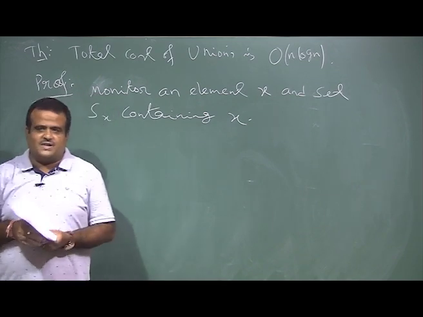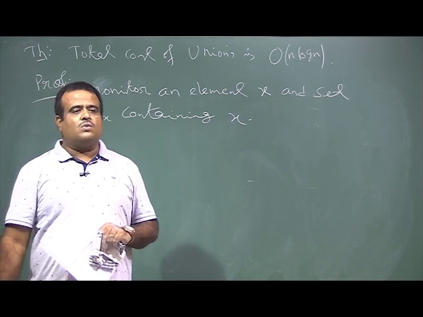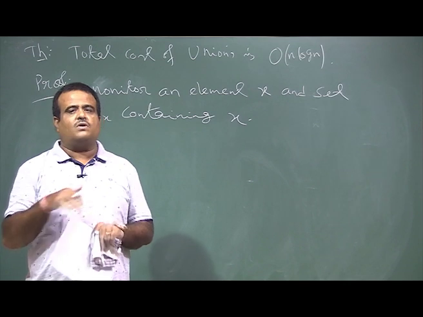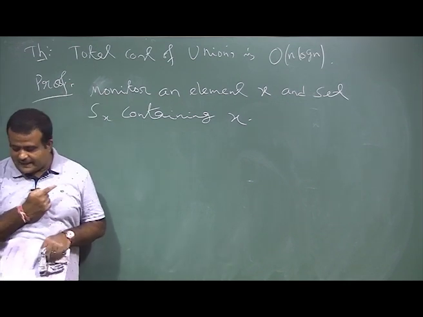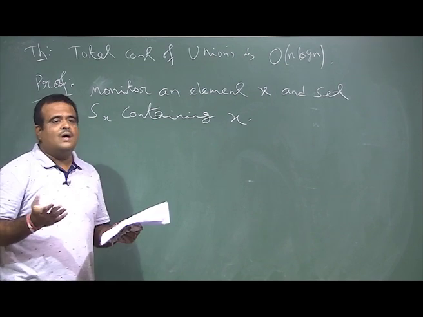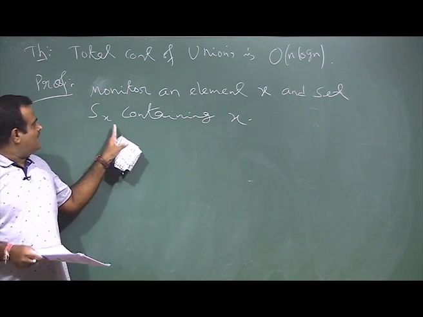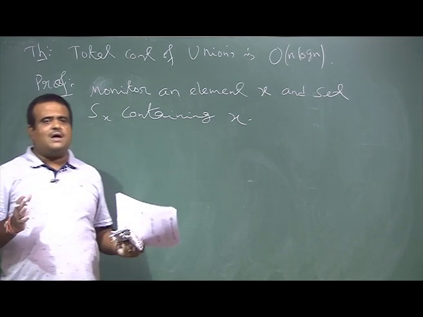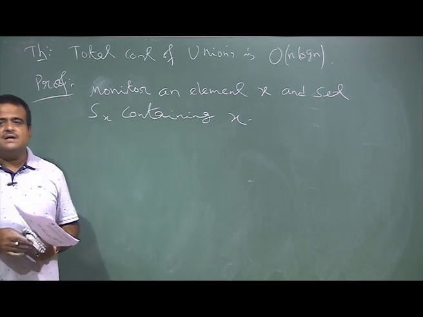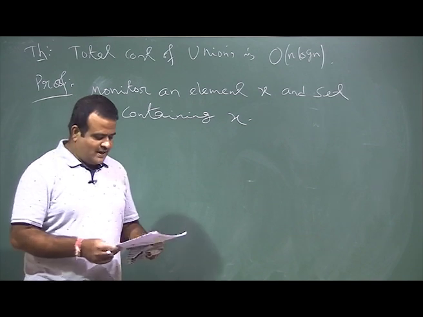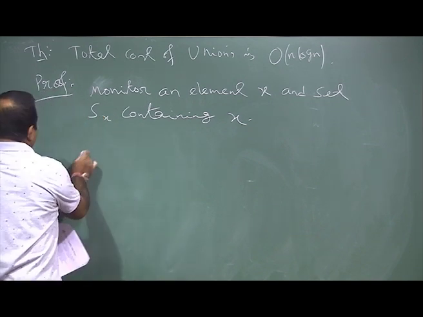That is of our interest, and there are n elements, so we can just multiply by that. We want to see the overall union cost for this particular element x, and there are n elements, so we will multiply. If we can show that for this x we are doing it only log n times, then overall we are doing n log n. That is our goal.